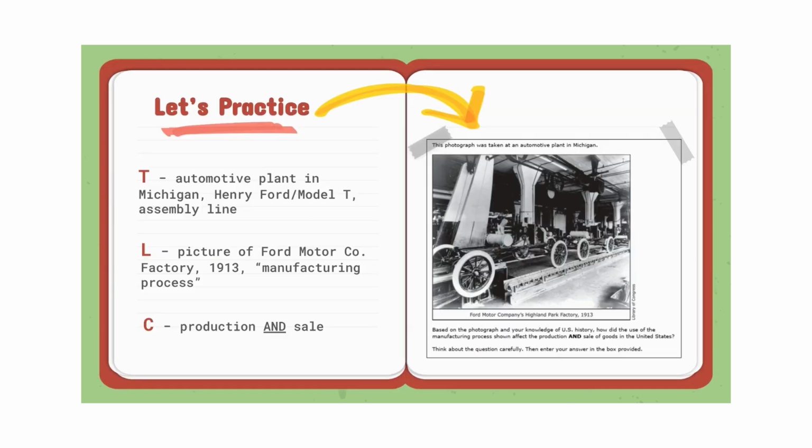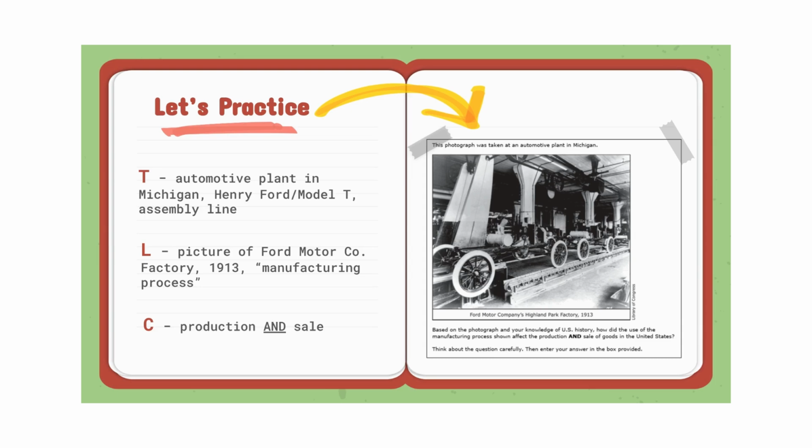Now that you have your materials, we are going to practice together. First, we begin with the T, and we think about what background information is known or provided. For example, we have noted that this is an automotive plant in Michigan. We also recorded that this makes us remember terms like Henry Ford, the Model T, and the assembly line. Take a moment now to pause and record the background information you know and think of in regards to this question.